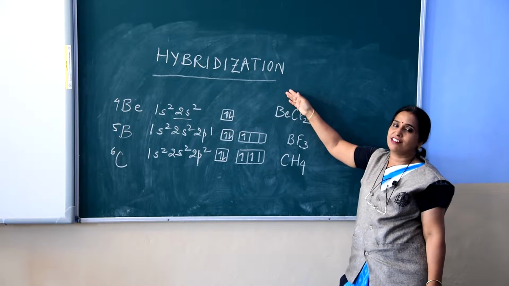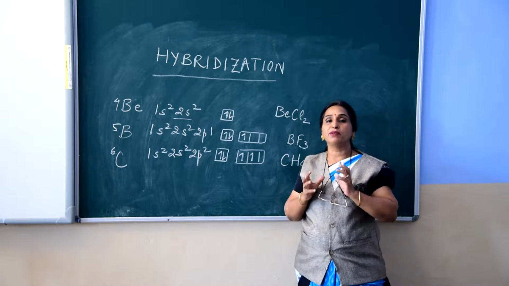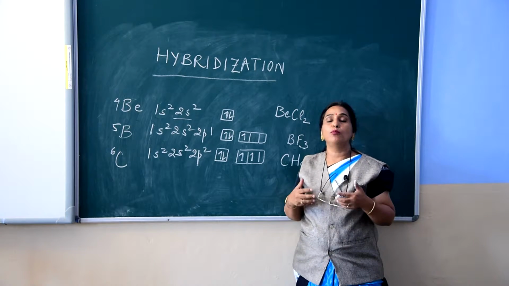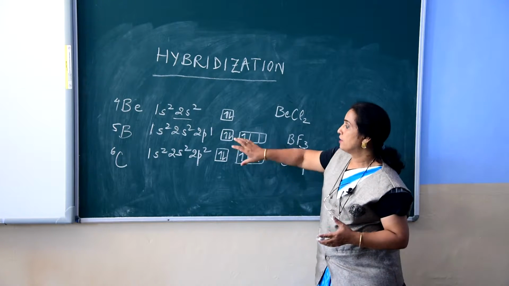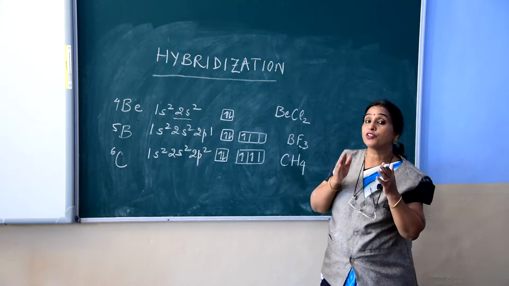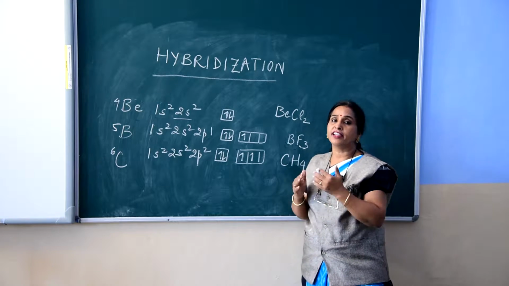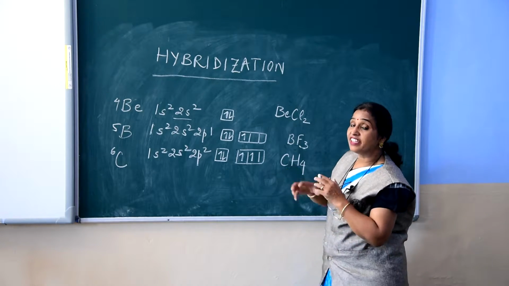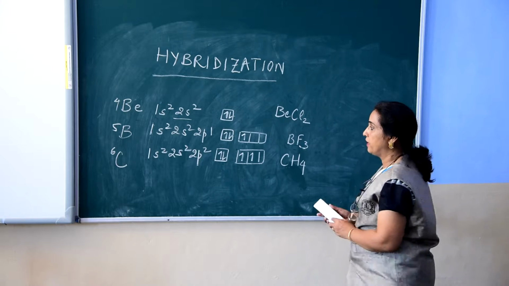What exactly is this hybridization? Hybridization means complete intermixing of one or more orbitals which are having either same or slightly similar energies. These orbitals intermix. How exactly does the intermixing of these orbitals take place?